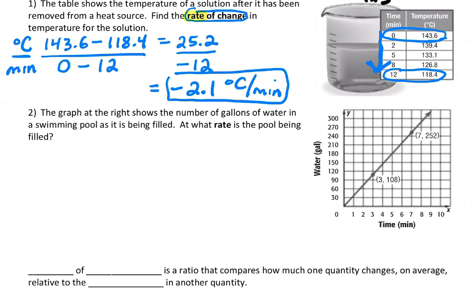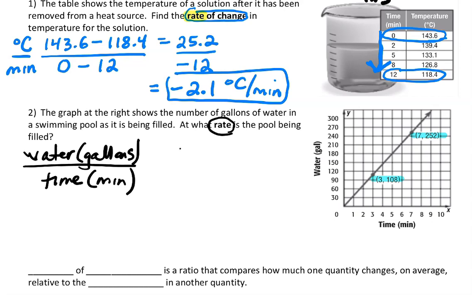The graph at the right shows the number of gallons of water in a swimming pool as it's being filled. At what rate is the pool being filled? We're given, helpfully, two ordered pairs here. So let's use those. Our rate would be water in gallons divided by time in minutes. So we would have it's ended at 252. It started at 108. Those are our water in gallons. And it's been 7 minutes once it's gotten to 252.